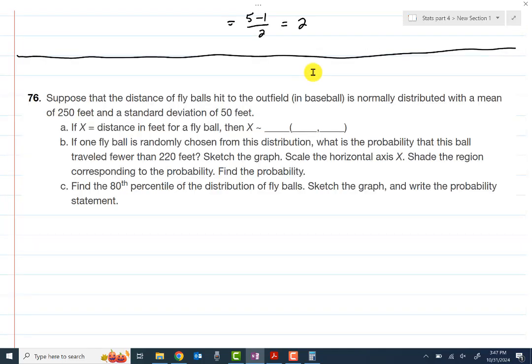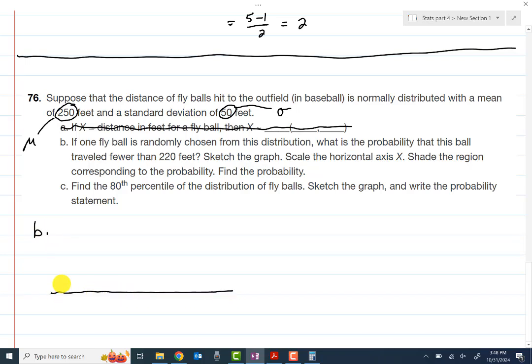This one comes out of the homework for 6.2. I don't care about part A of this problem. I'm more interested in B and C. Suppose the distance of fly balls hit to the outfield in baseball is normally distributed with a mean of 250. That's our mu. And a standard deviation of 50. That's sigma. If one fly ball is randomly chosen from this distribution, what is the probability that the ball traveled fewer than 220 feet? So let me draw a picture of this situation.